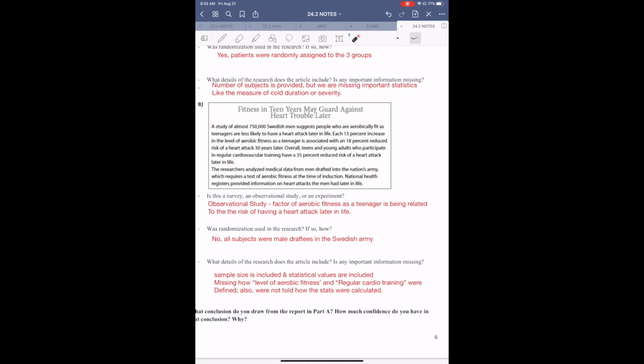Also, we were not given any hint as to how these statistics were calculated, right? Were the statistics calculated off of a sample of the draftees? Was it calculated using the entire population of the draftees? Okay, these are important characteristics we should be looking for.